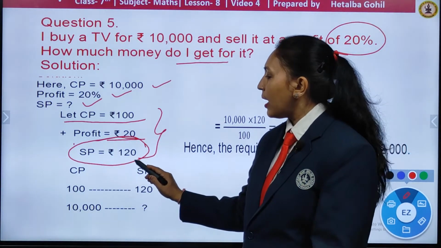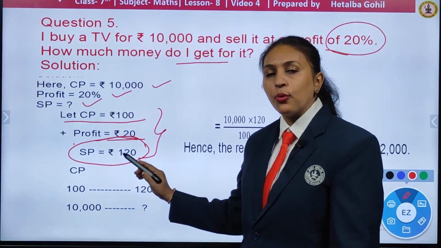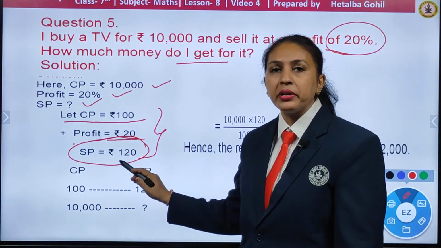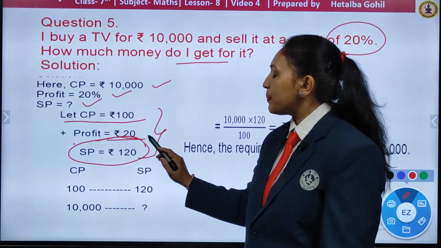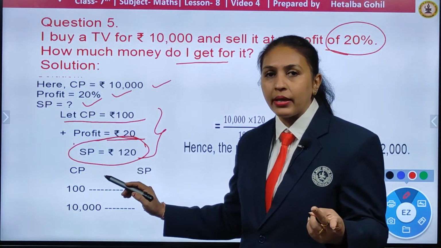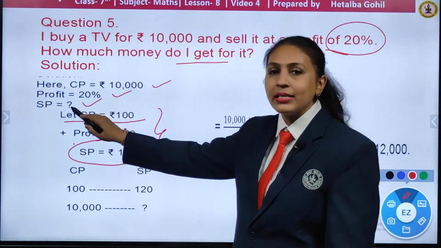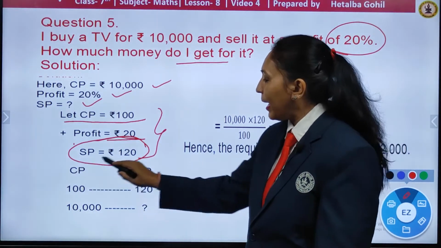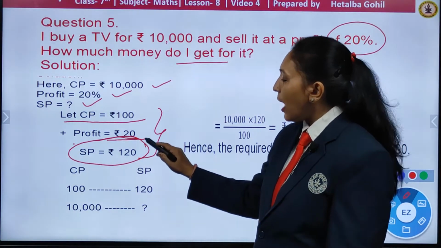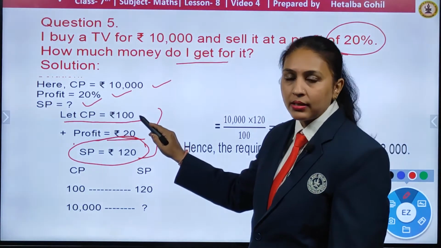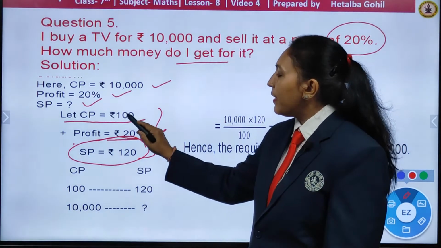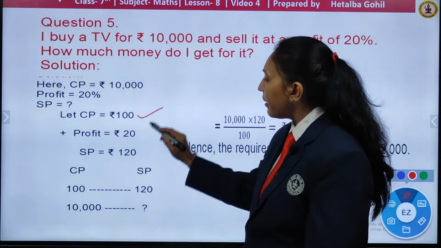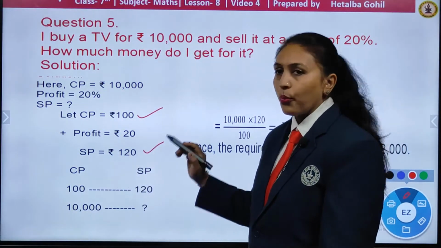Okay, this assumption now we will make use of to find the original selling price of this TV. Now, how we will compare it using the unitary method. CP and SP, both two quantities we have to compare here. Whatever is to be found, that is SP, we always take into comparison for the second part. So first CP and secondly we will write SP. Now, start from the assumption you have made. When CP is 100, your SP was 120.